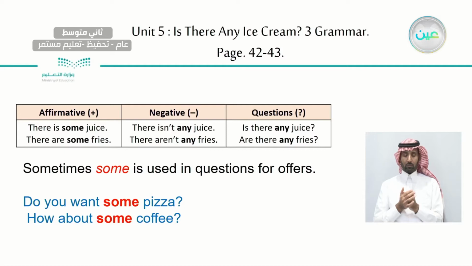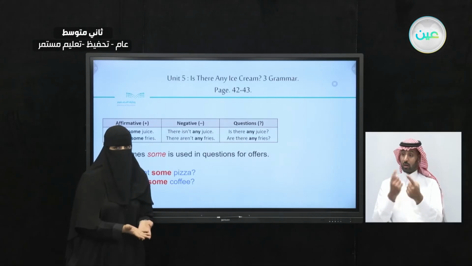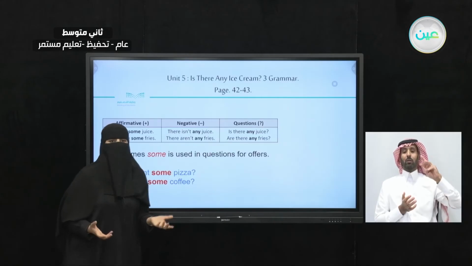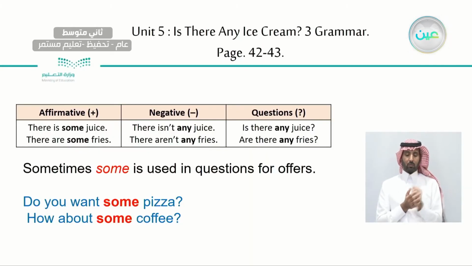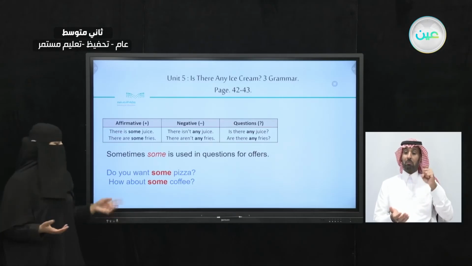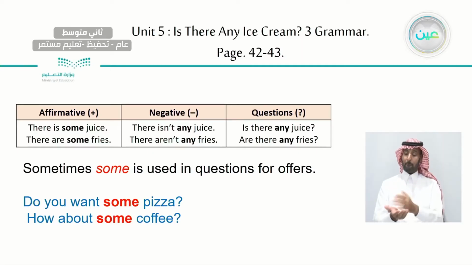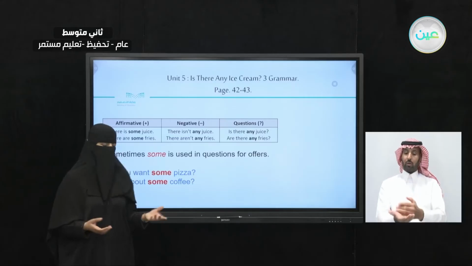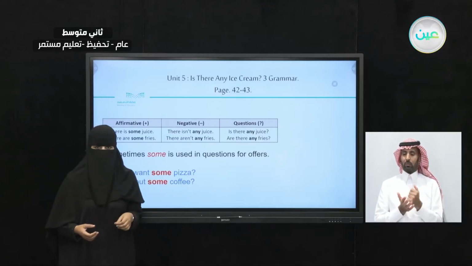Now, sometimes some is used in questions for offers. When you're offering, you have to use some. Unlike here, when we are using any. Let's take a look at this example. Do you want some pizza? It's offering. You can answer yes or no, right? So when you're offering, use some. Don't use any. Now let's take a look at this question here. How about some coffee? We're offering coffee. That's why we're using the word some.